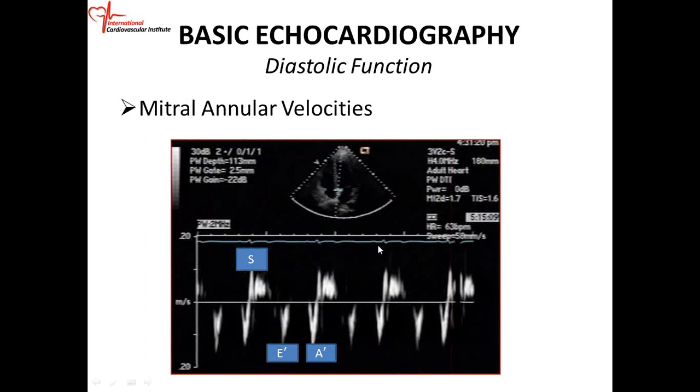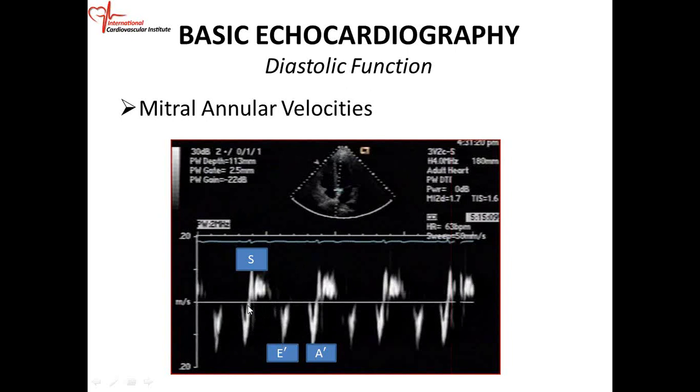Again, ECG is on top, so in systole, the annulus moves up, okay? In systole, it moves up, so you get a certain velocity, okay? In diastole, it moves down at a certain speed, and you get your early diastolic velocity, we call the E prime. Late diastolic velocity, we call the A prime, okay?